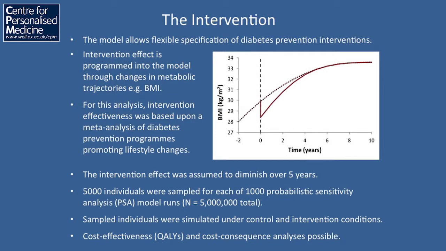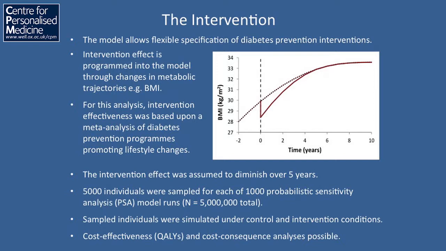So we're obviously evaluating an intervention. For this particular analysis, we've just chosen an intervention that's a sort of generic lifestyle intervention based on a meta-analysis of diabetes prevention programs. And within the model, this is programmed in. We have these trajectories which are shown by the dotted line there. That's just showing the BMI trajectory. And the intervention, which has already been shown to reduce BMI, affects the trajectory. So it has caused a reduction in BMI.